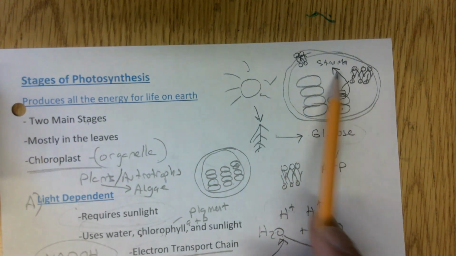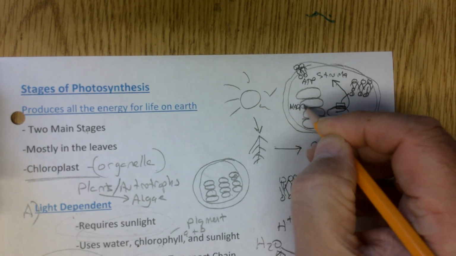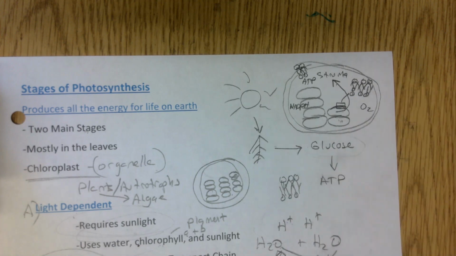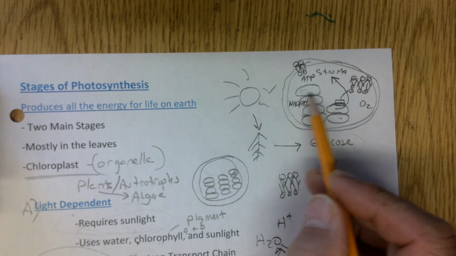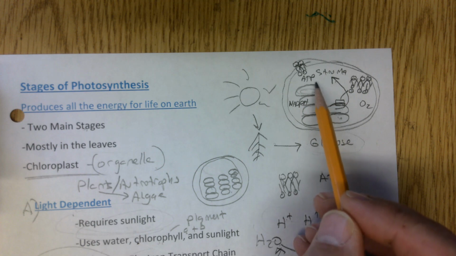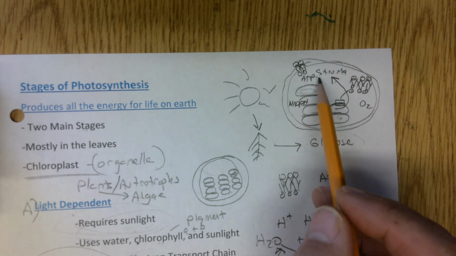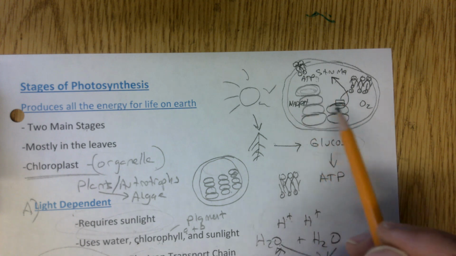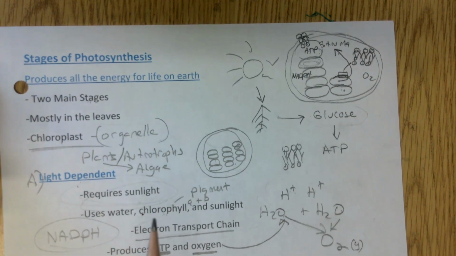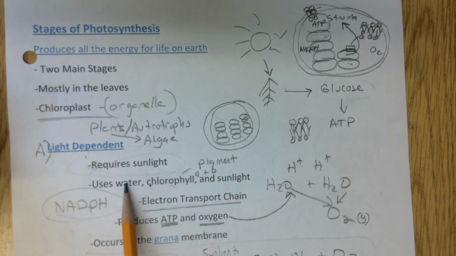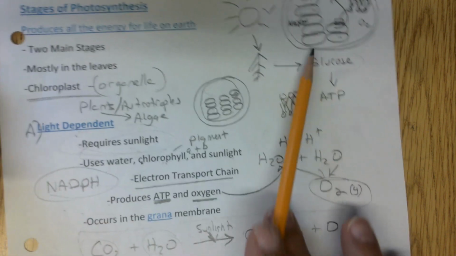Okay, so ATP is taken and put out here. Also NADPH, it's not as important. And then the oxygen is going to go out here as well. So this occurs inside of here, so there's a difference outside the membrane compared to inside the membrane. That difference in concentration for hydrogen is used to produce ATP, this stuff here. Okay, so that's light dependent. It uses chlorophyll, water, and sunlight to produce oxygen, ATP and NADPH.